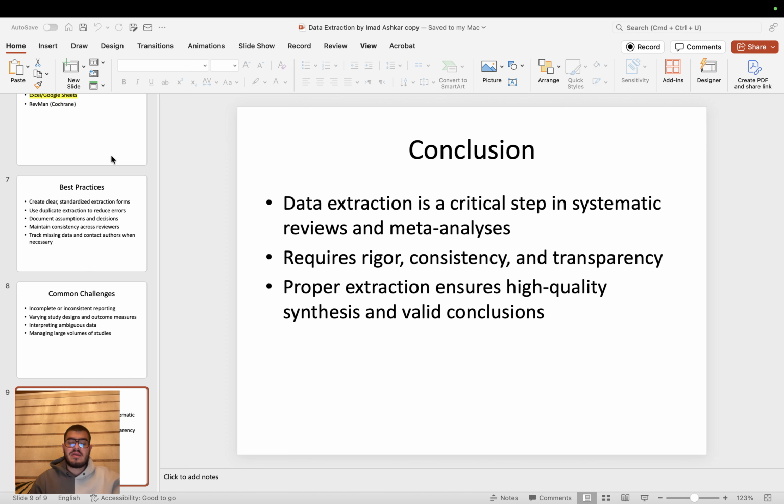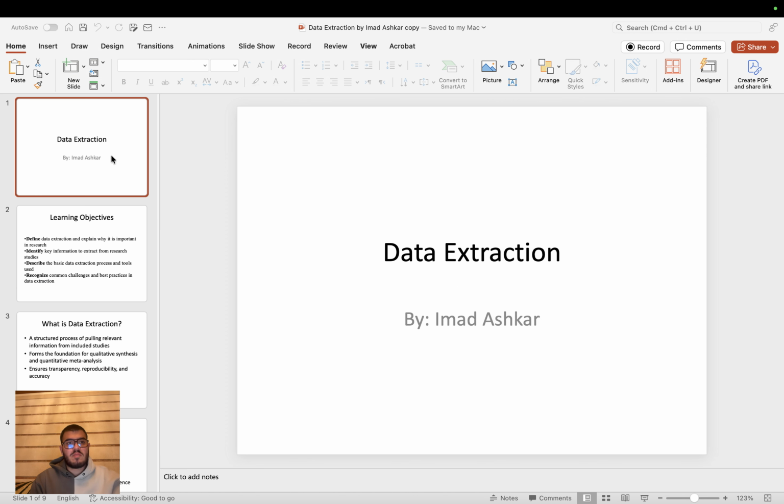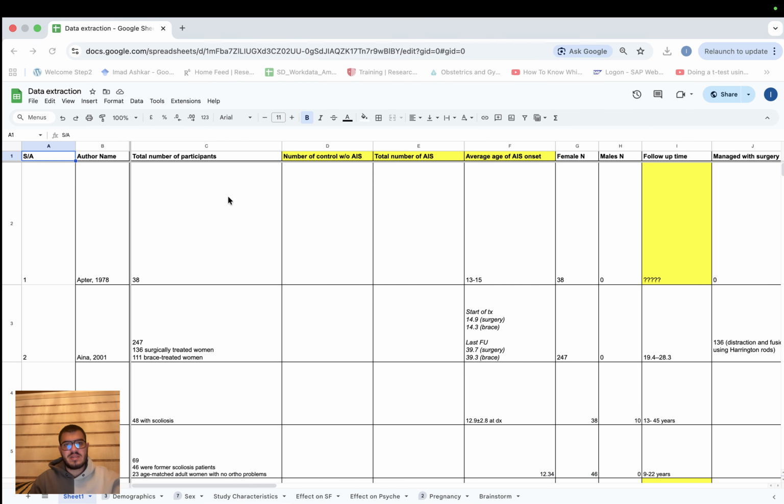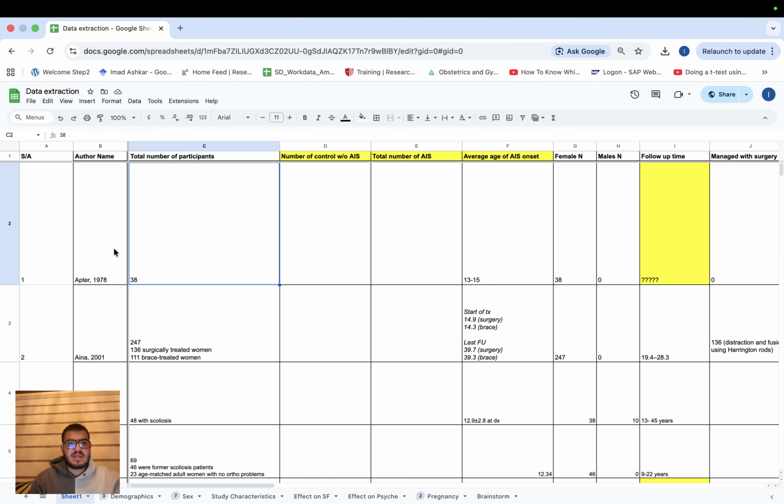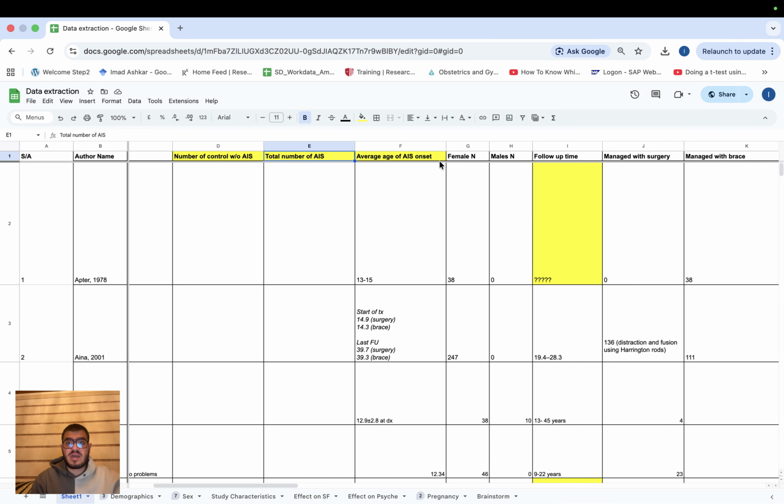Now I'm done with my presentation. I'll be showing you the data extraction form of the paper Beyond the Curve that we published with Dr. Eli as an example to show you how the extraction is done. So basically, as you can see here, this is the extraction form. For example, here are some of the variables we included, and we want these variables to be extracted from the papers. For example, the author's name, total number of participants. Specifically for our paper, we needed the number of controls, the number of patients with AIS, the average age, the number of females, the males, the follow-up time.